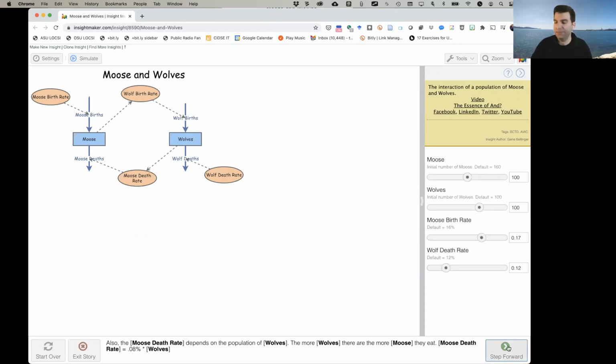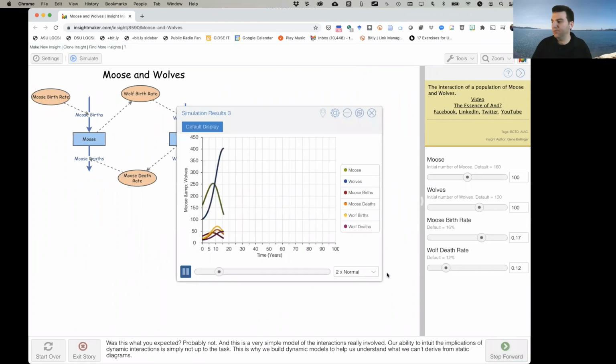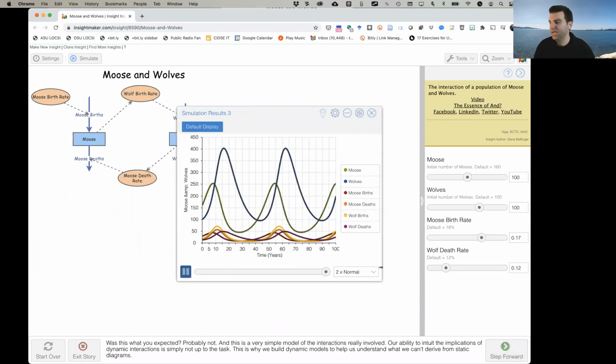But even before we get to that type of analysis, we can just simulate the thing. So I am going to run a simulation, and now I get a graph that looks totally different. The green line represents the moose population over time, and the blue line represents the wolf population over time. And for this set of parameters, the moose birth rate and wolf death rate, and the interaction of those things, I get oscillations between these populations.